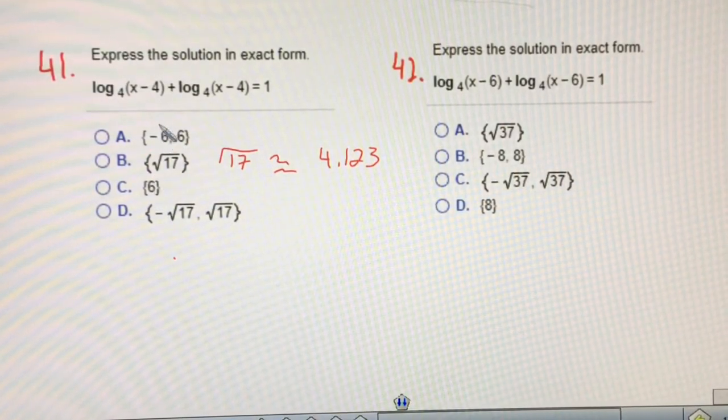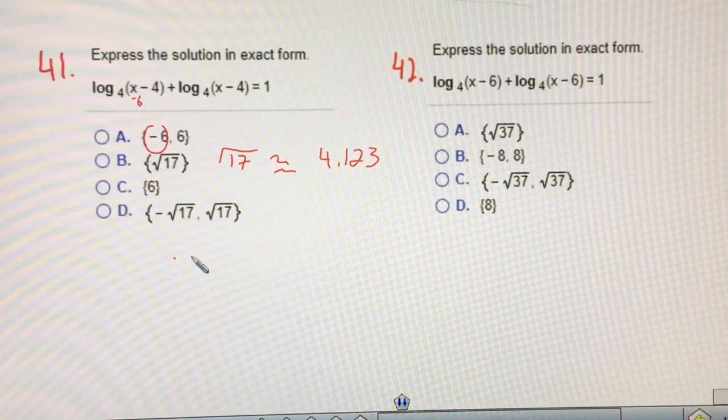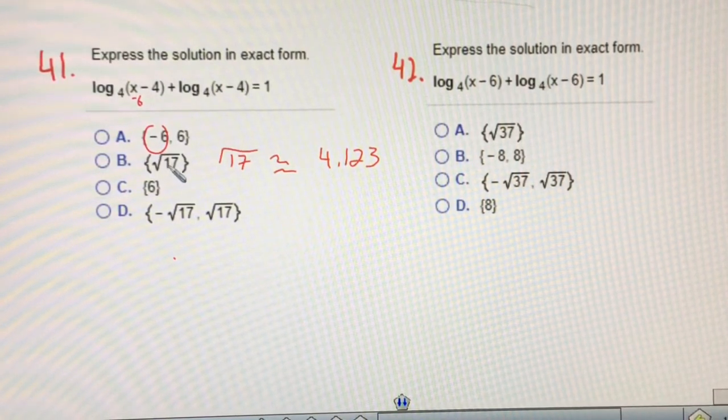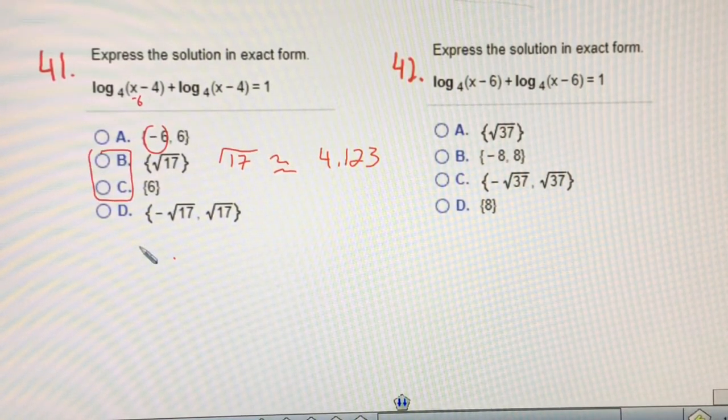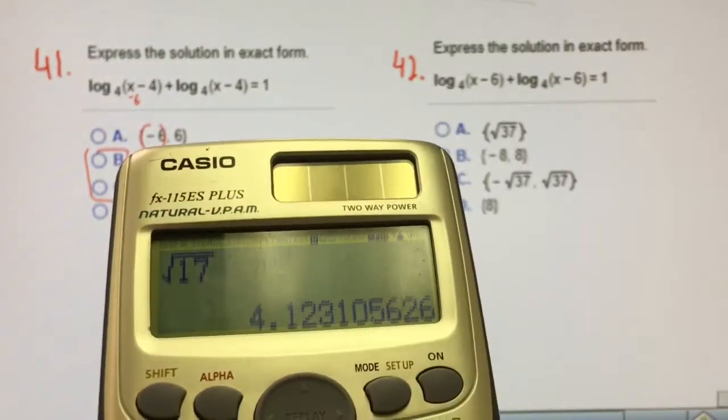I can immediately get rid of the negative numbers because I'm not allowed to put a negative number in there. I put a negative 4 in here, so it's either going to be B or C. Right now, I know it's going to be either B or C. So let me try to type this whole nightmare in.